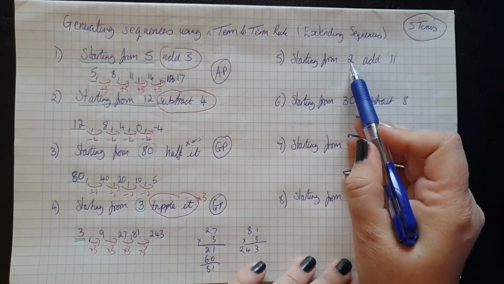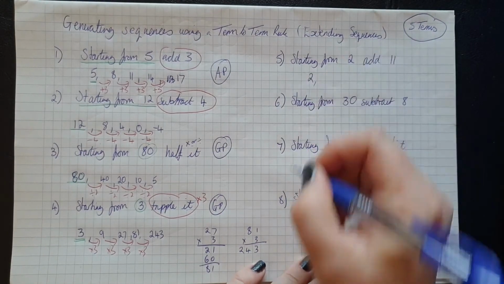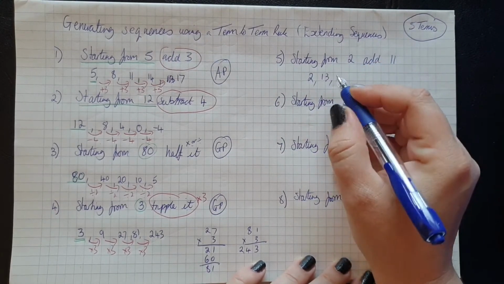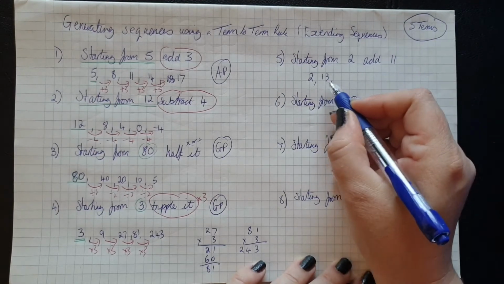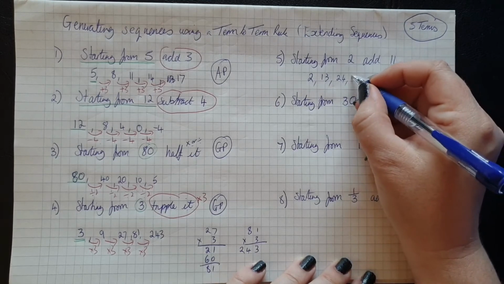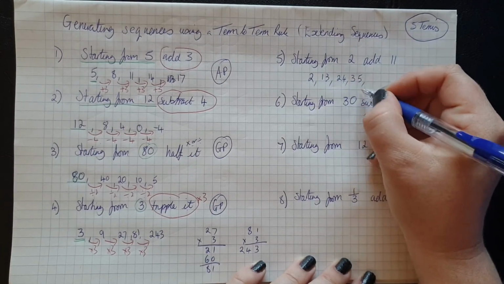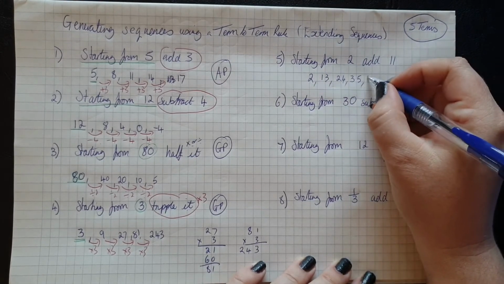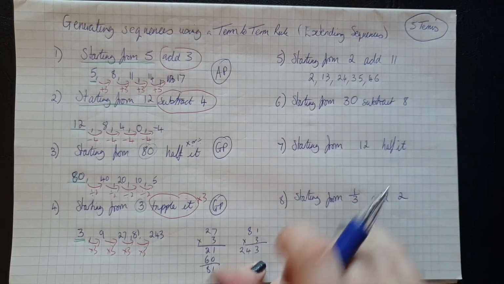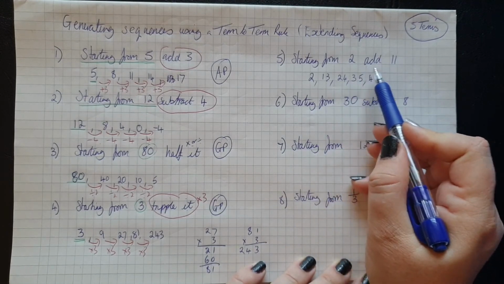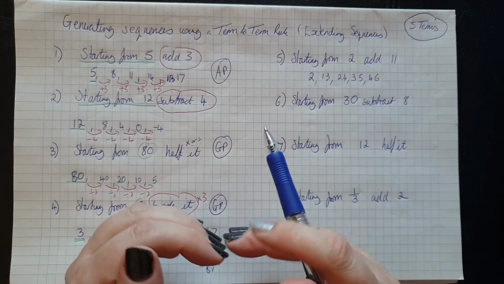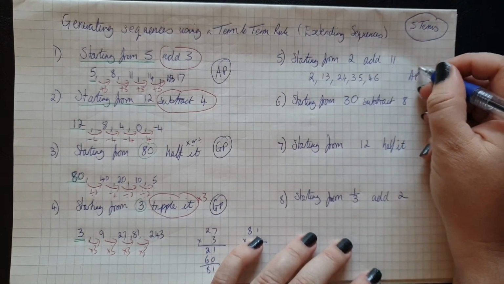So, starting from 2, add 11. 2 plus 11 is 13. 13 plus 11 is 24. 24 plus 11 is 35. 35 plus 11 is 46. 1, 2, 3, 4, 5. Stop it there. Again, looking at this key part here, because it's going up with an add or subtract, we know that that is an AP.